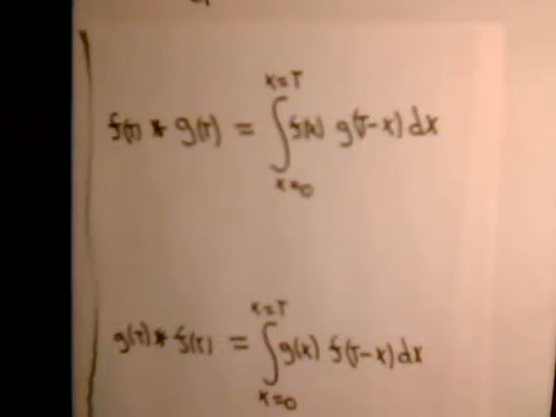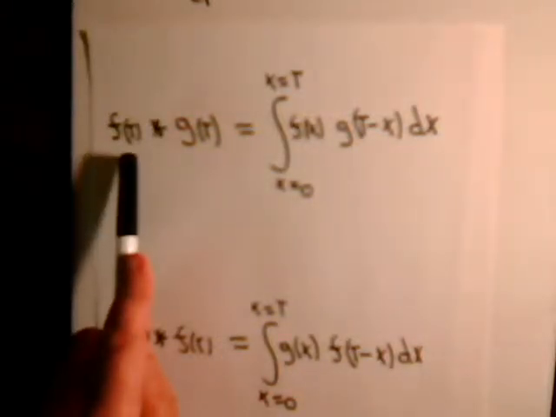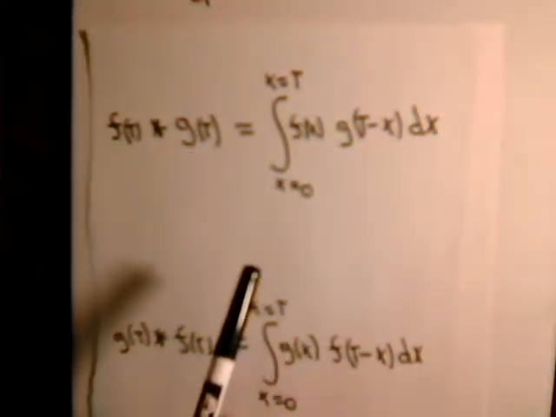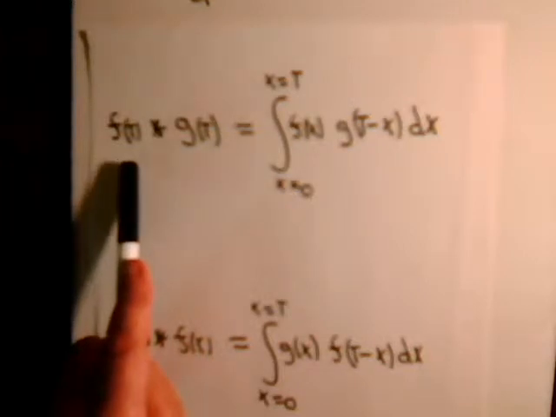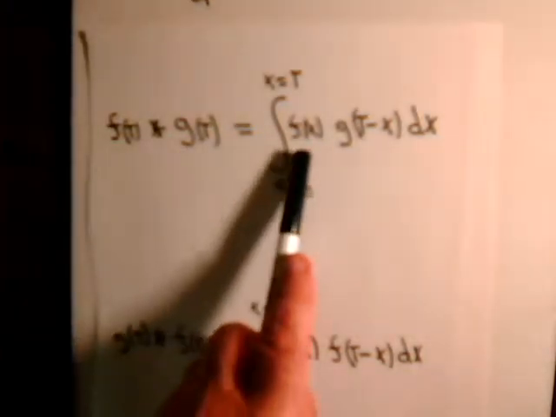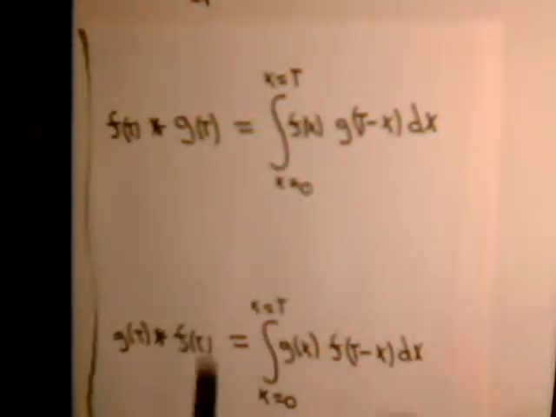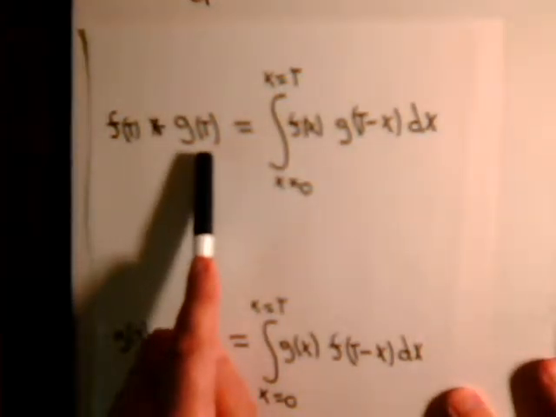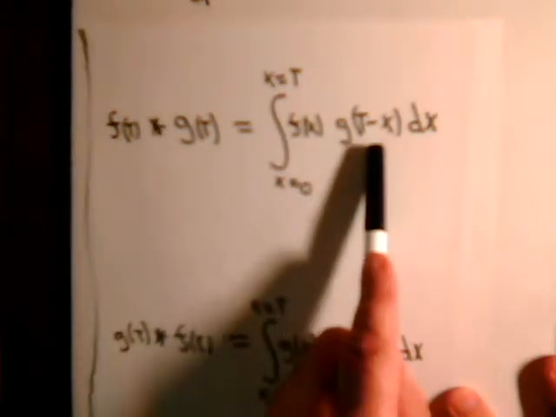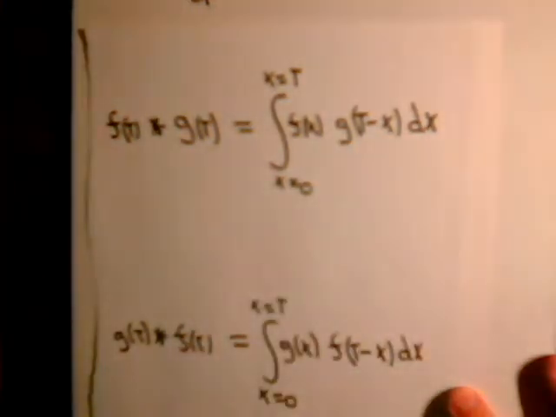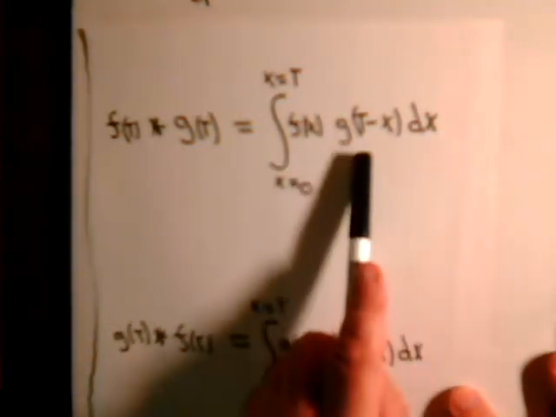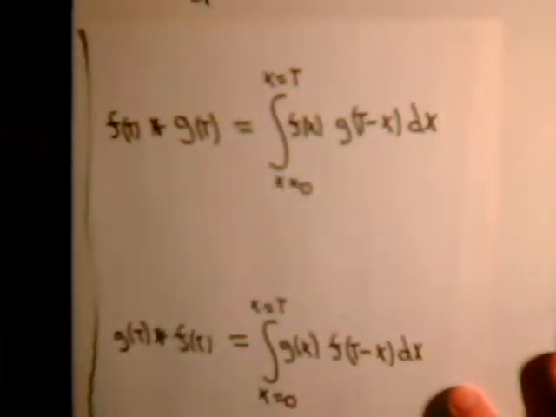But inside of the integral, we're treating these not as functions of t anymore. We're changing the t to an x. So instead of being f of t, it's f of x. But for the function that appears on the right side of the star, it's not g of x, but g of t minus x dx. So here in the integral, x is the variable, t is just being treated like it's a constant.